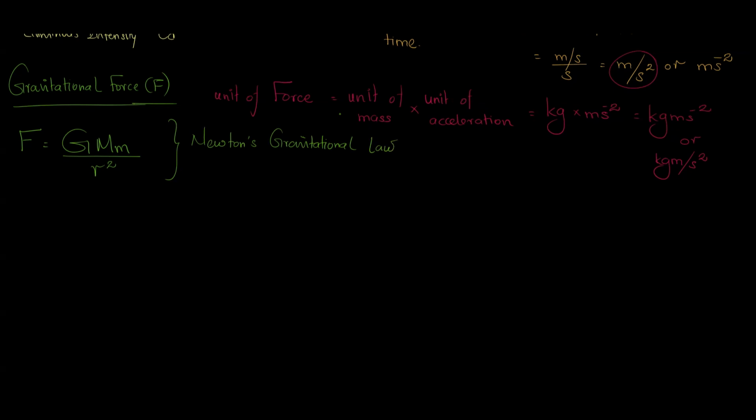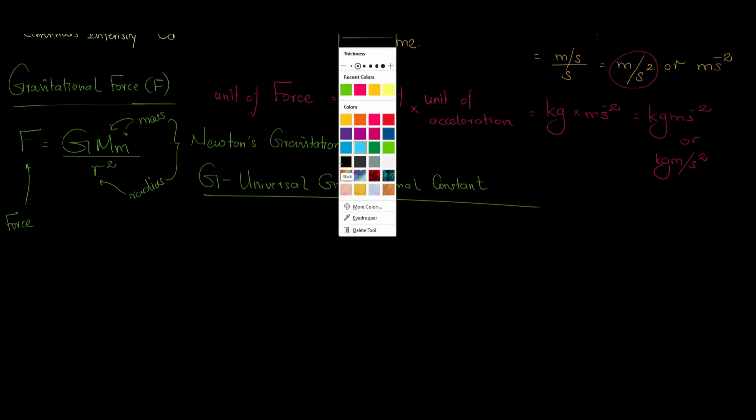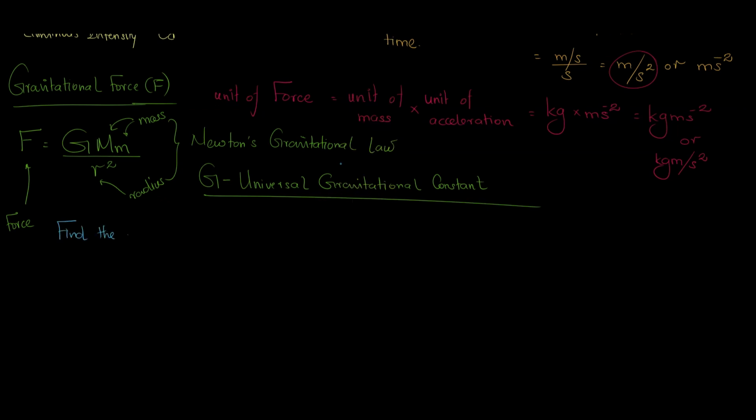We won't be studying this law now, but understand, this is force, this and this are masses, and that's your radius, right? This capital G is called the universal gravitational constant. It is a constant. It has a particular value. It is a constant, and the name is universal gravitational constant. So the task we have is to find the unit of the universal gravitational constant, right? So the question is, find the unit of G.